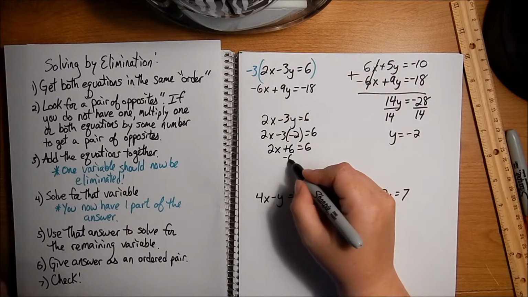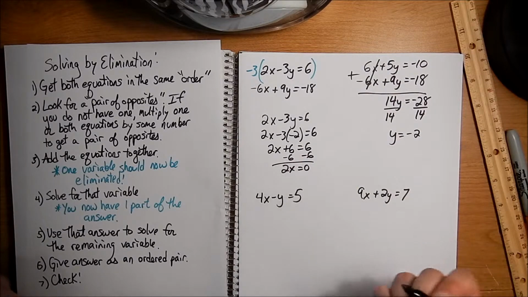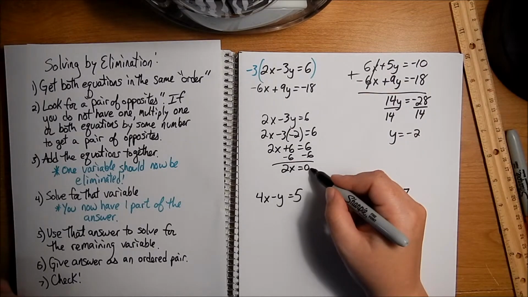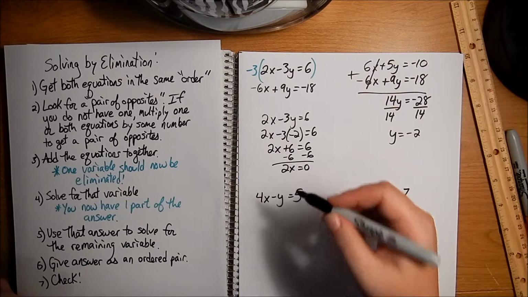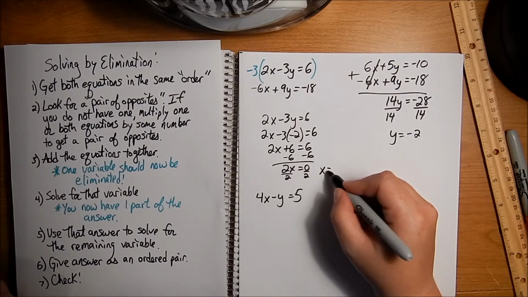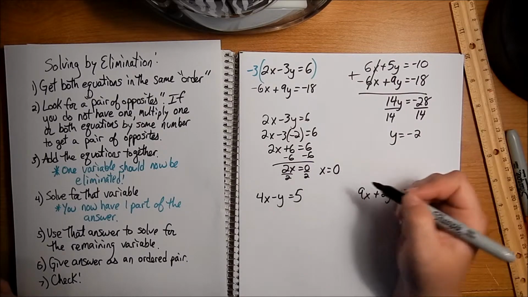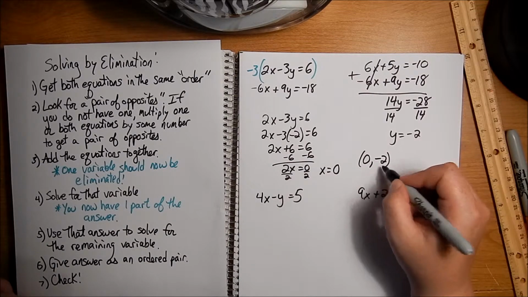I'll subtract 6 from both sides. 2x equals 0. Don't freak out. You haven't done anything wrong. Everybody always gets a 0 and they automatically think that it's an error. It's not. 0 is a number like anybody else. I can divide both sides by 2. And 0 divided by 2, that's a number. It's 0. So my answer happens to be 0, -2.